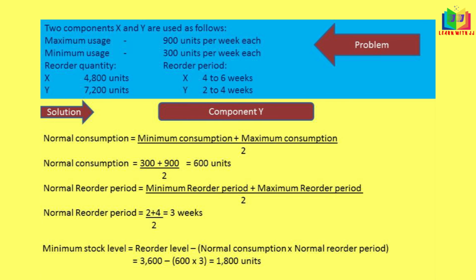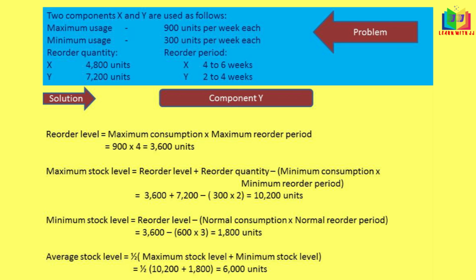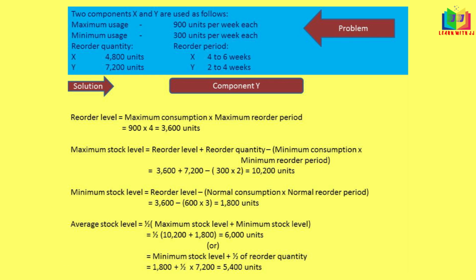And the next one is we have to find out the average stock level. The formula for that is minimum level plus maximum level divided by 2. So we'll get 6000 units, and we have one more formula for calculating this average stock level. That formula is minimum stock level plus half of the reorder quantity. Here we have to take the Y reorder quantity. Y reorder quantity is 7200 and we take half of it, plus the minimum stock level. So we'll get 5400 units.